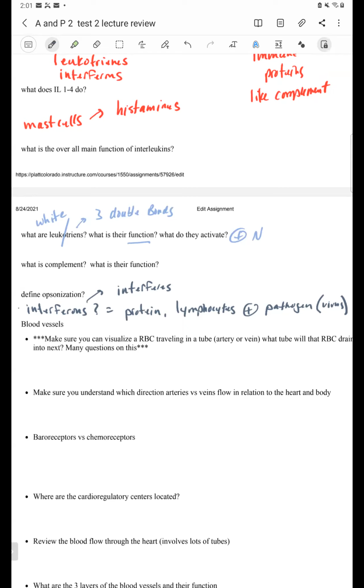The interferons activate natural killer cells and macrophages. The interferons are also responsible for the muscle aches and the fever that you can get. I think we've all been sick at one point, flu-like symptoms and whatever. Likely that's the interferons at work doing their job.